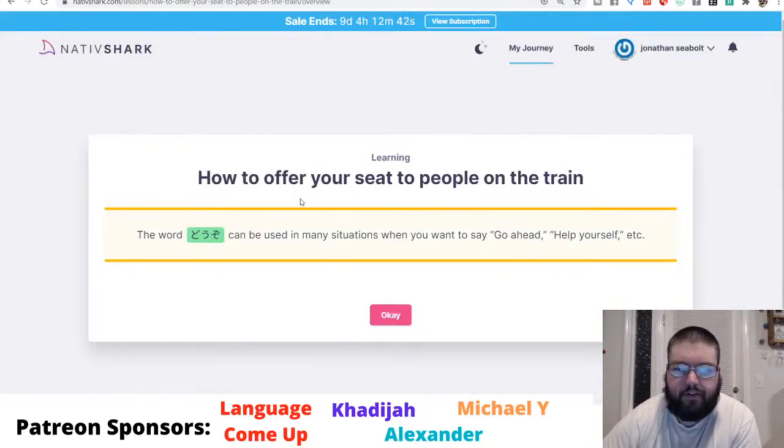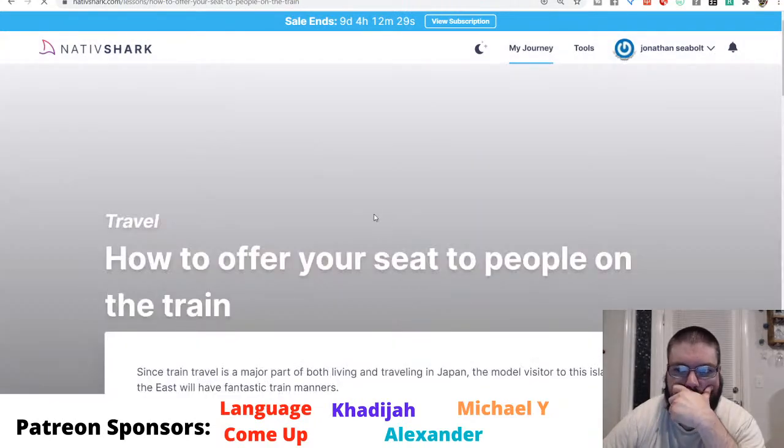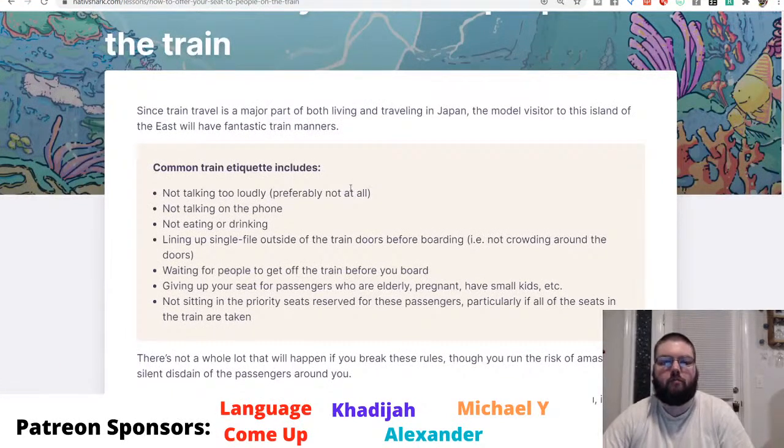How to offer your seat to people on the train. All right, here we go. The word dozo can be used in many situations when you want to say go ahead, help yourself, etc. Since train travel is a major part of both living and traveling in Japan, the model visitor to the island of the East will have fantastic train manners.